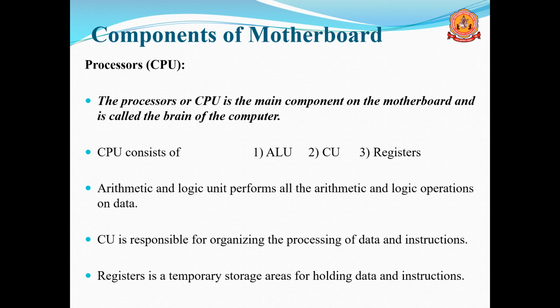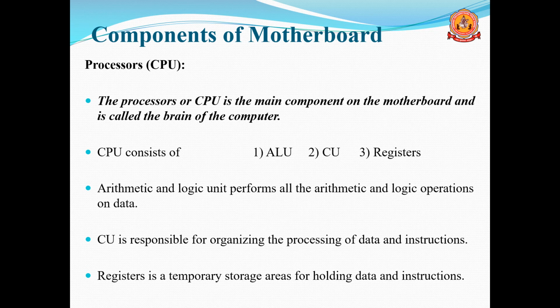If the computer wants to perform any arithmetic or logical operation, like AND, OR, NOT, and all the arithmetic operations, plus, minus, multiplication, division, and also modular division. Not only these, many other operations are also there. If any operation is given, all the operations are performed inside the ALU. ALU is responsible for performing all these operations.